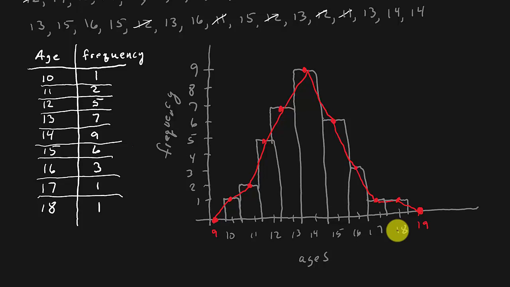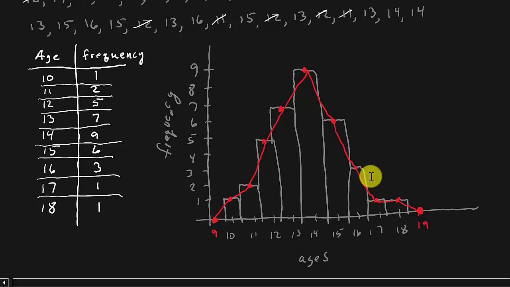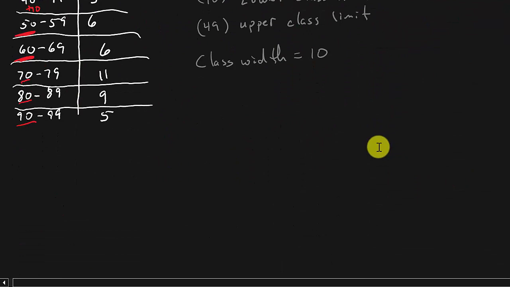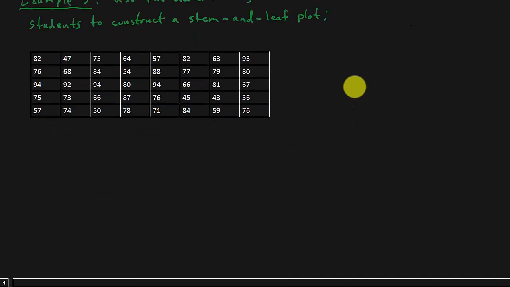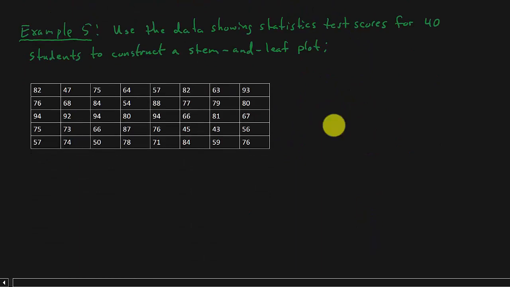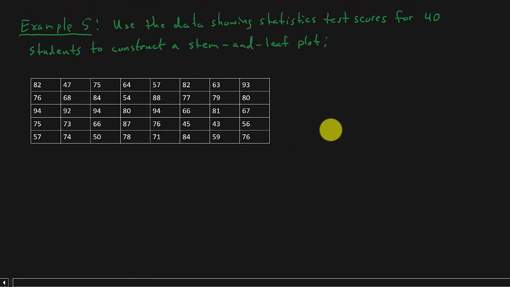All right, I hope that made sense. Like I said, this class doesn't get into a lot of depth with this stuff, but if you take a regular statistics class, it will. Okay. Oh, it looks like this is the last problem. So, constructing a stem and leaf plot.